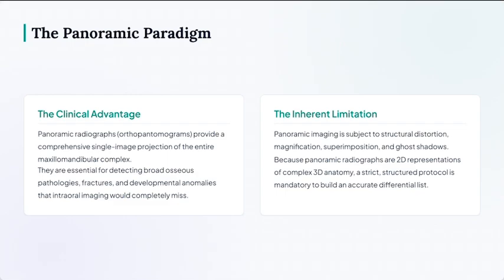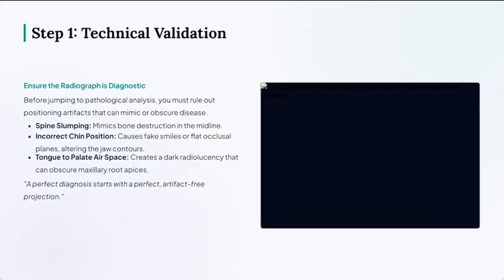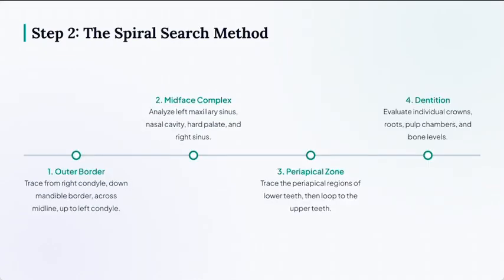Because panoramic radiographs are a 2D representation of complex 3D anatomy, a strict structured protocol is mandatory to build an accurate differential list. So, the first step is technical validation. Ensure the radiograph is diagnostic. Before starting your differential diagnosis list, you have to follow these steps.